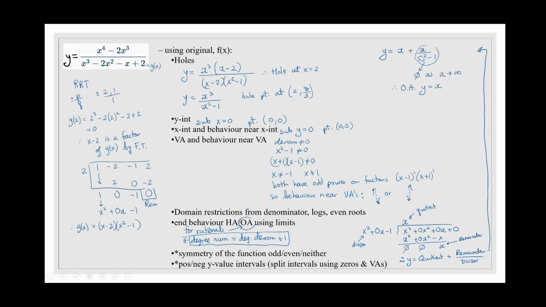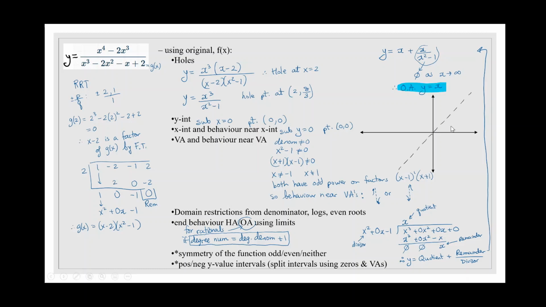This term right here will go towards 0 as x goes to infinity, because the values on the bottom are going to be a bigger infinity than the ones on top. And so this could be considered as negligible in comparison, as x values are very huge. So whatever is left over is going to be our oblique asymptote.